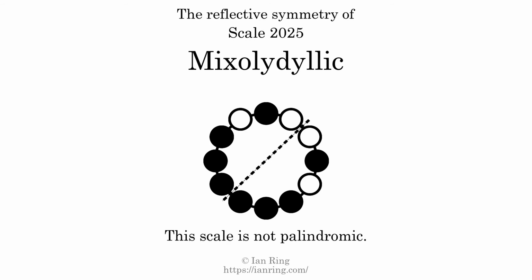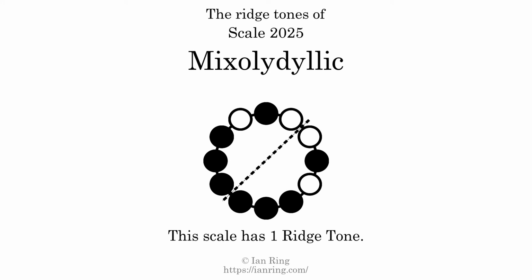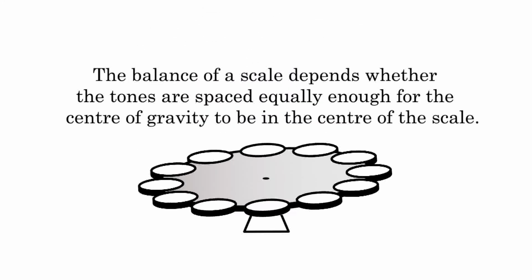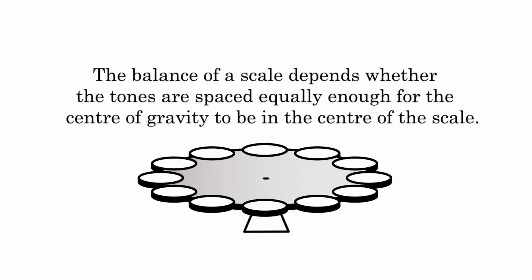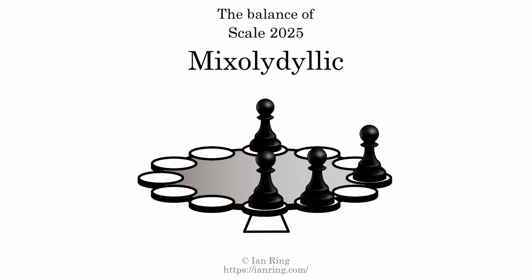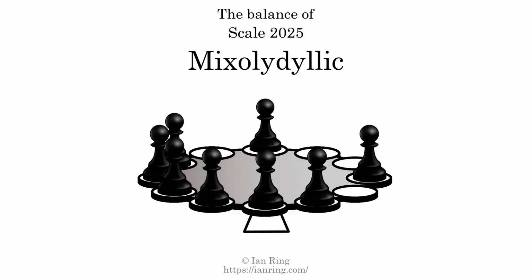This scale has reflective symmetry across an axis positioned 1.5 semitones from the root. This scale has a different pattern of intervals ascending and descending, so it is not palindromic. This scale has one ridge tone. Here, the balance of a scale depends on whether the tones are spaced equally enough for the center of gravity to be in the center of the scale. This scale is not balanced.